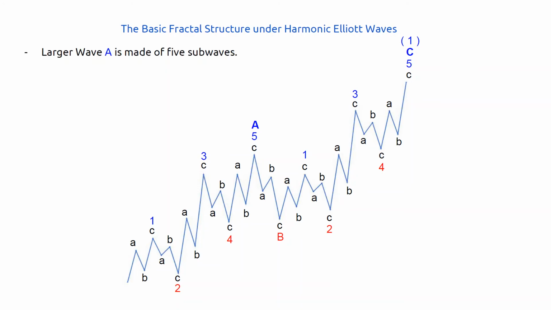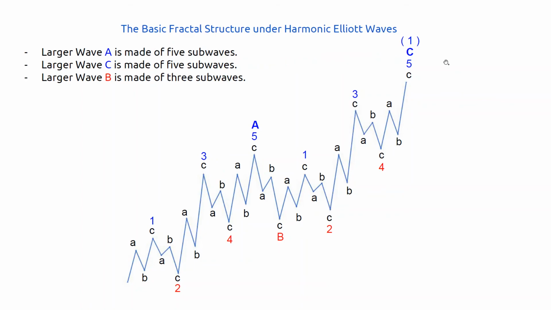Okay, let's look again at that structure. We should note that larger wave A is made of 5 subwaves, 1, 2, 3, 4, and 5. And larger wave C has a very similar structure and is also made of 5 subwaves, 1, 2, 3, 4, and 5. And larger wave B, a corrective wave B, is made only of 3 subwaves, A, B, and C.